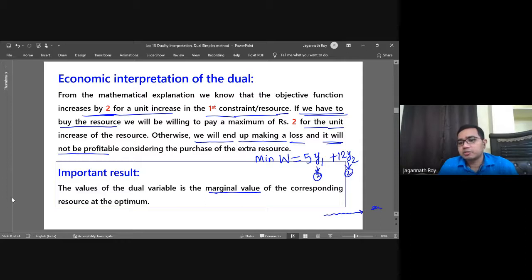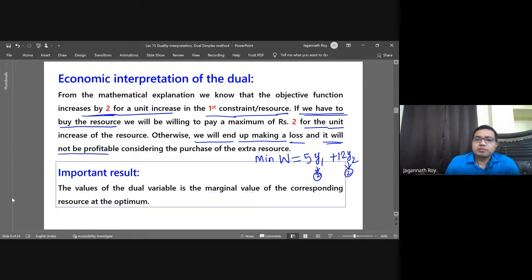But still, it is possible to write, but this is not so clear. This is not so visible. If I write here on the white background, it will be visible, but it is not so visible in here. So corresponding to the resource at the optimum, the marginal value of this.